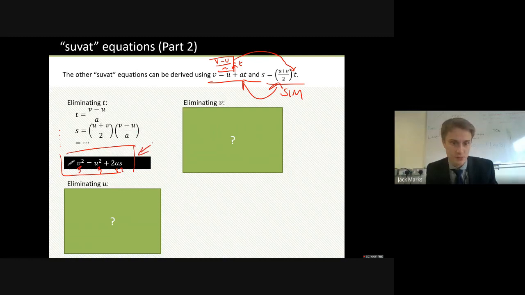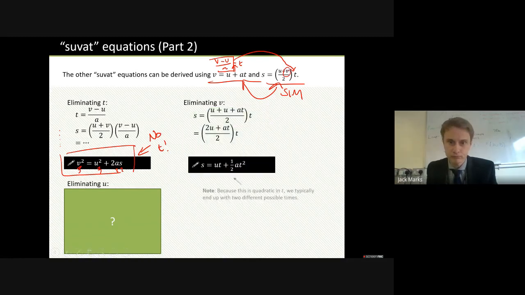What's interesting about this one is it has no t value. So if you were not told the time, but you were told u, v, a, and s, you could use that one there. That would be a good equation to use, okay? You can use them in other ways. So v equals u plus at. Well, what if you just changed the v here? What would happen? You would end up with this one.